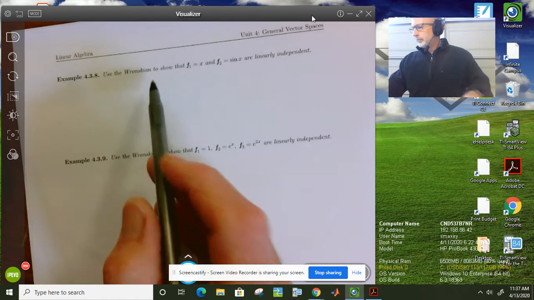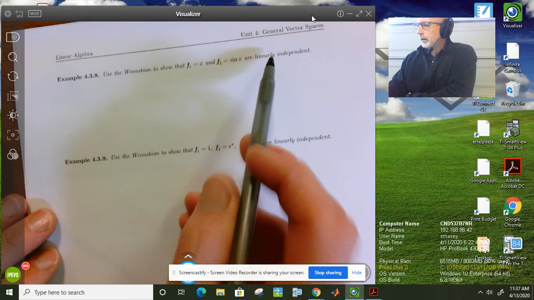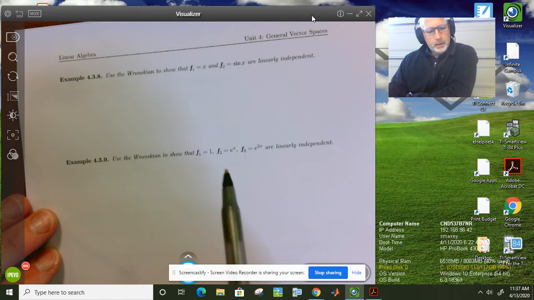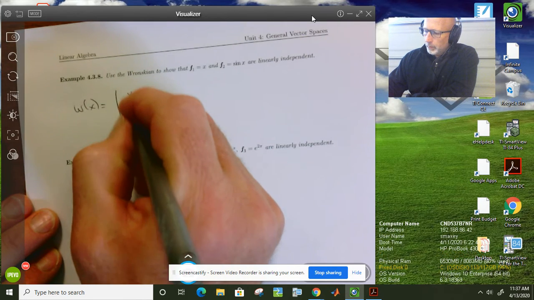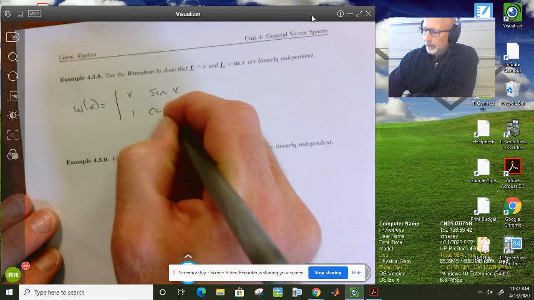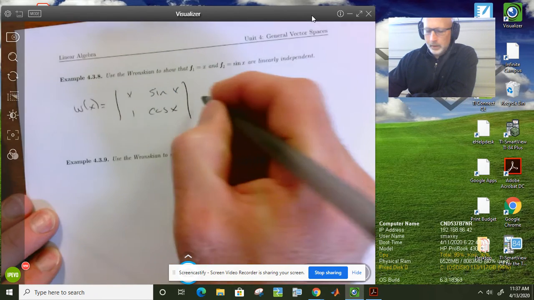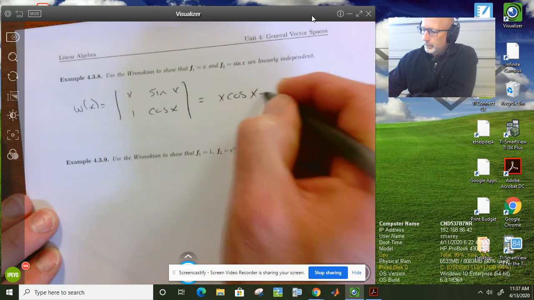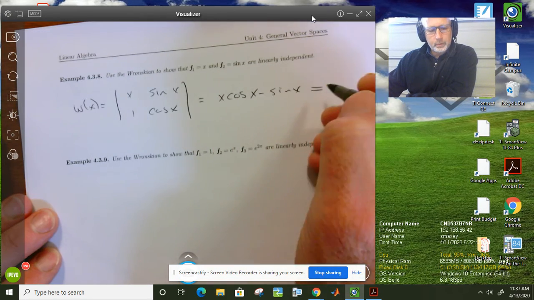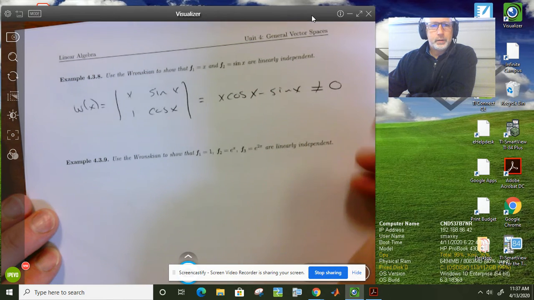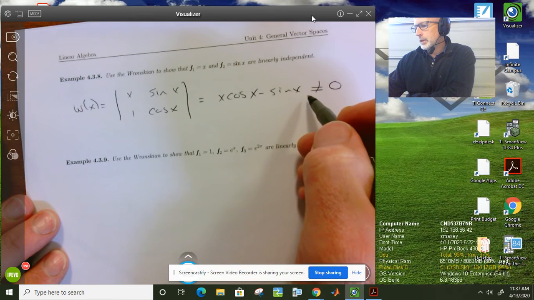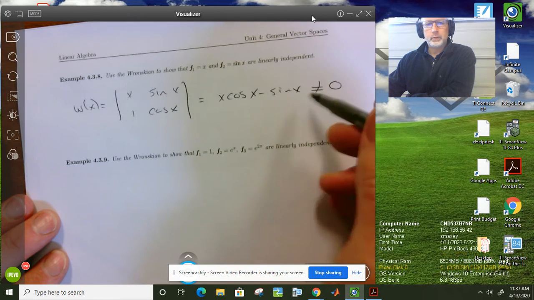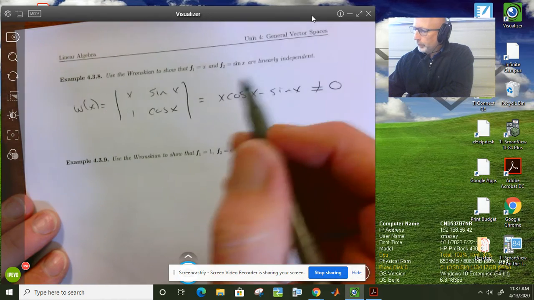Okay, so use the Wronskian to show that f1 of x and f2 of x are linearly independent. Okay, so we're going to take the Wronskian, and that's going to be equal to the determinant with rows x, sine of x, and 1, cosine of x, right? Because the derivative of x is 1, derivative of sine is cosine. And that's equal to x cosine x minus sine x, which we know can never be equal to 0. Okay? You can use your graphing calculator to solve that or whatever you want to do. Well, it can be equal to 0. I apologize for that. Actually, can it? Oh, yeah. If x is equal to 0. But it has to be uniformly equal to 0.